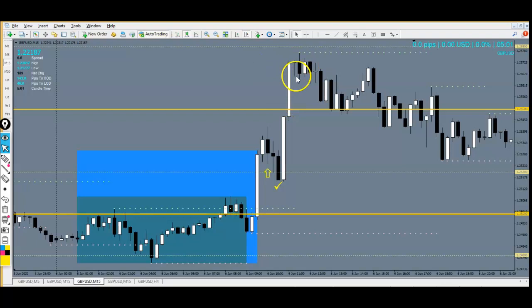Now look at these candles. This is a hanging man, what I call a hanging man. This is a bearish engulfing candle. So we're beginning to see price slowing down, showing us some rejection.